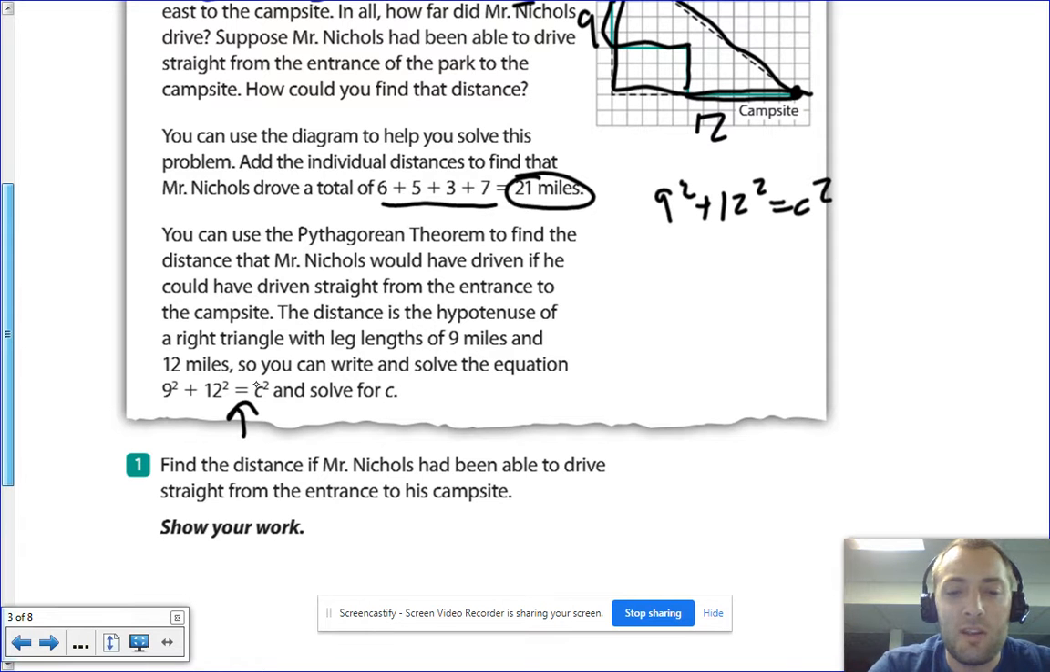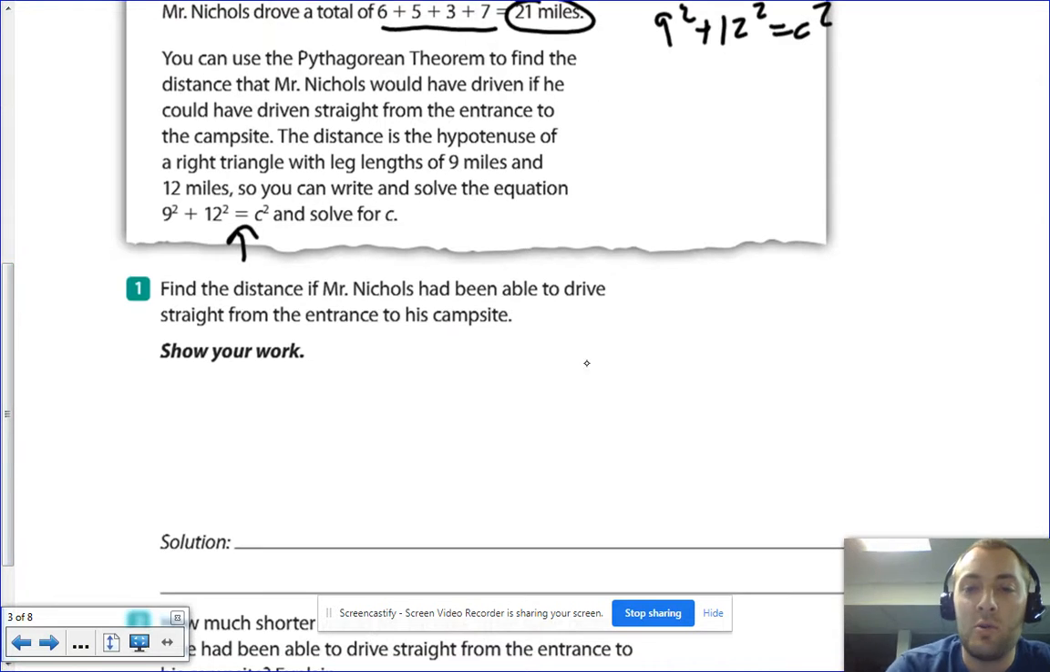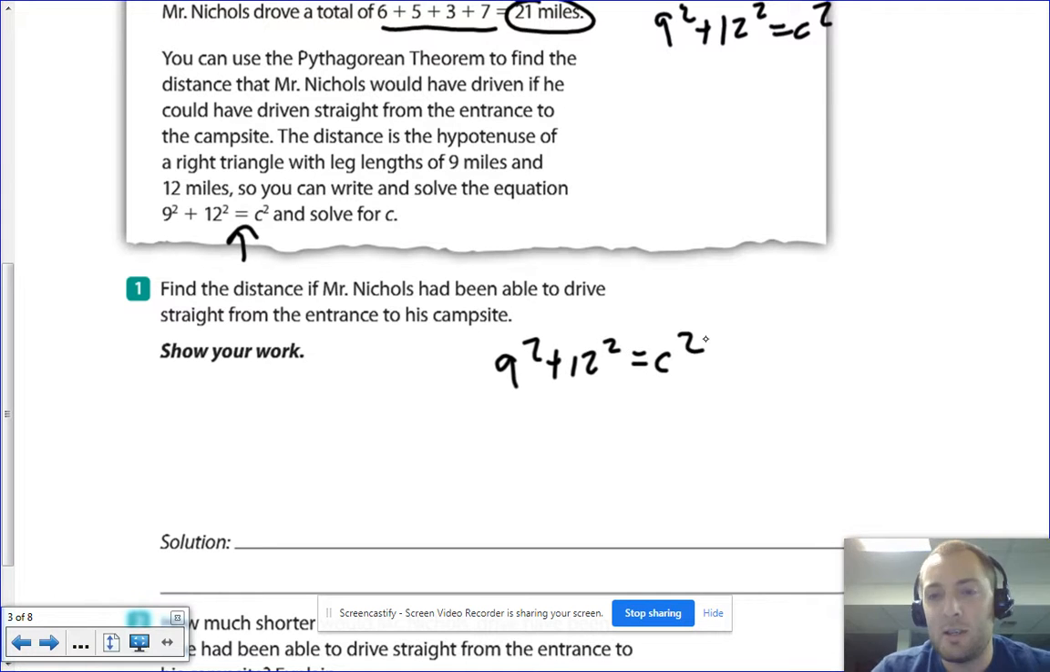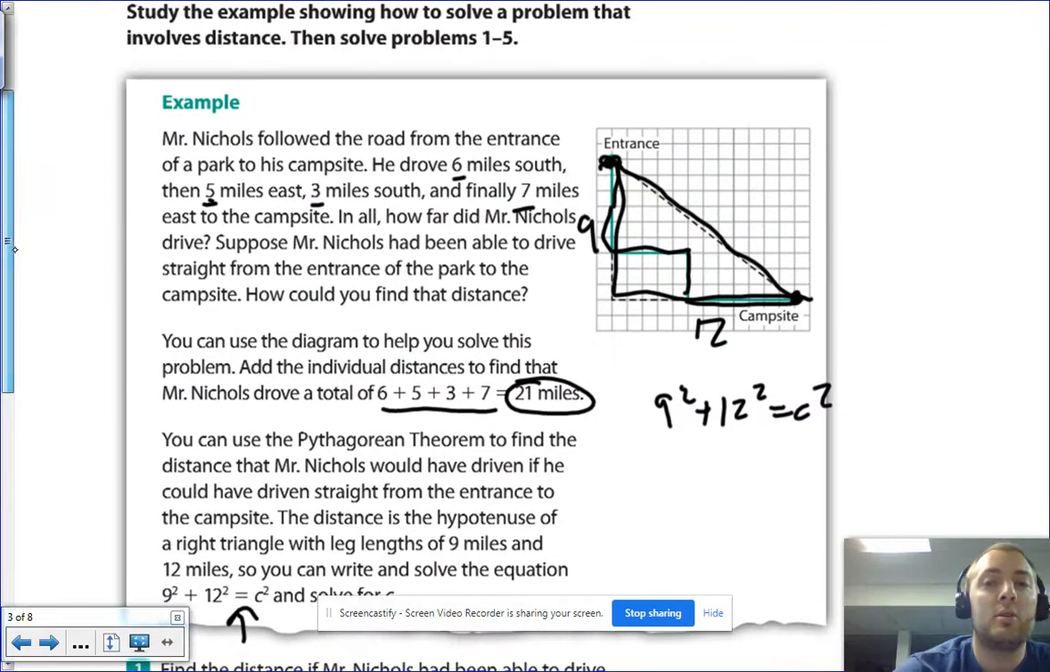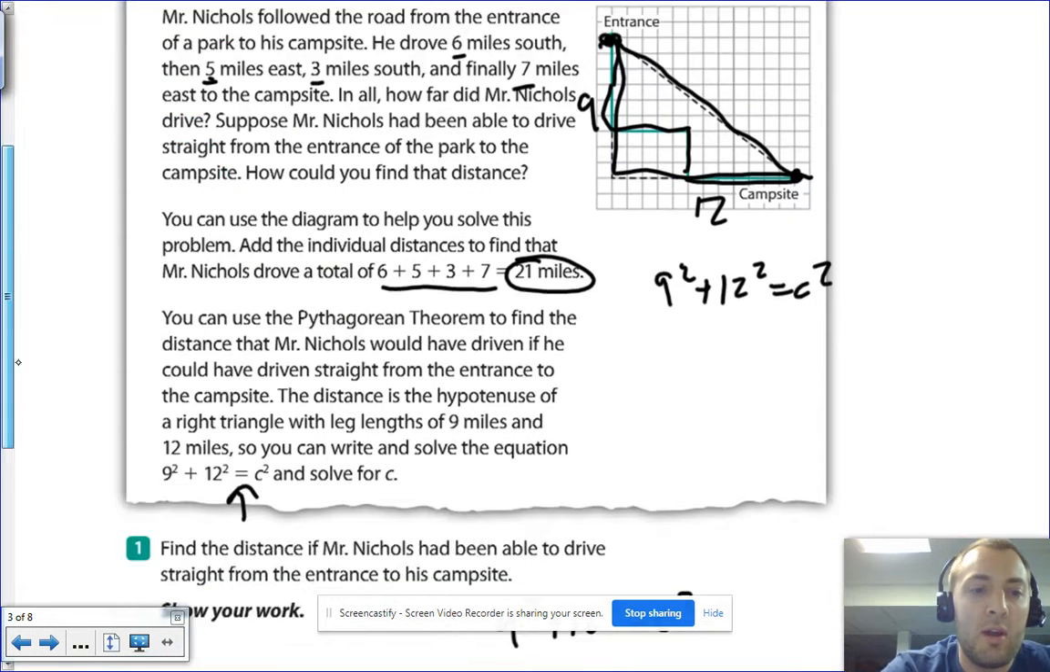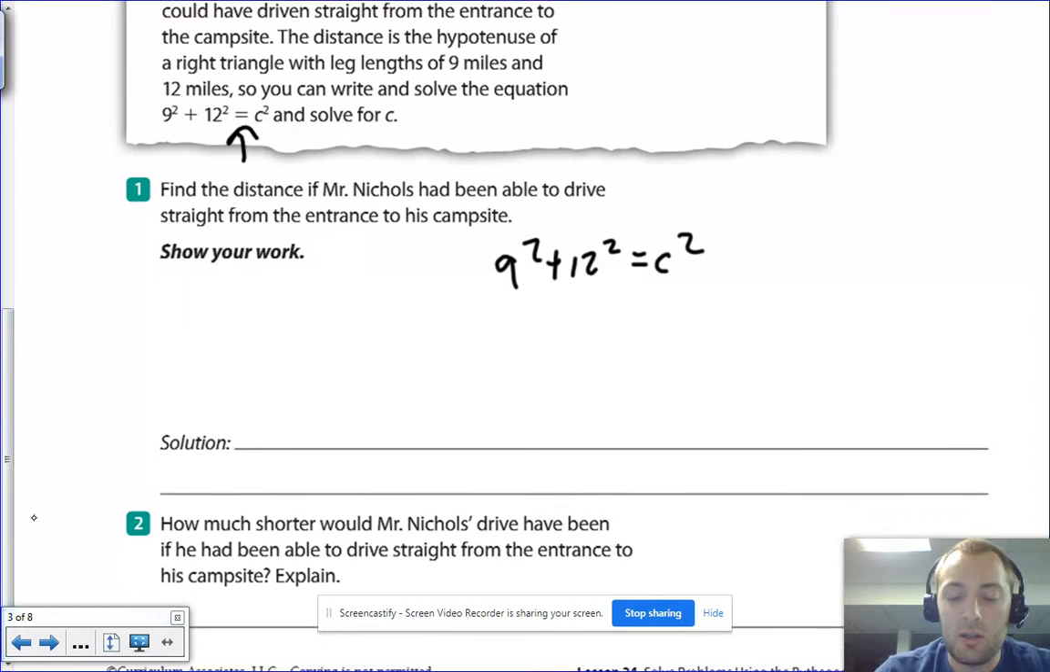So number 1, it says find the distance if Mr. Nichols had been able to drive straight from the entrance to the campsite. So we actually have to take that and solve it. It was set up for us, 9 squared plus 12 squared equals c squared. But we want to find what that c is to find the exact distance, because you can't just count. On a grid like this, you can't just count because they're diagonals. They're not actually straight up and down or left or right. So we're going to have to figure it out using a different method, and here's the Pythagorean theorem to do that.